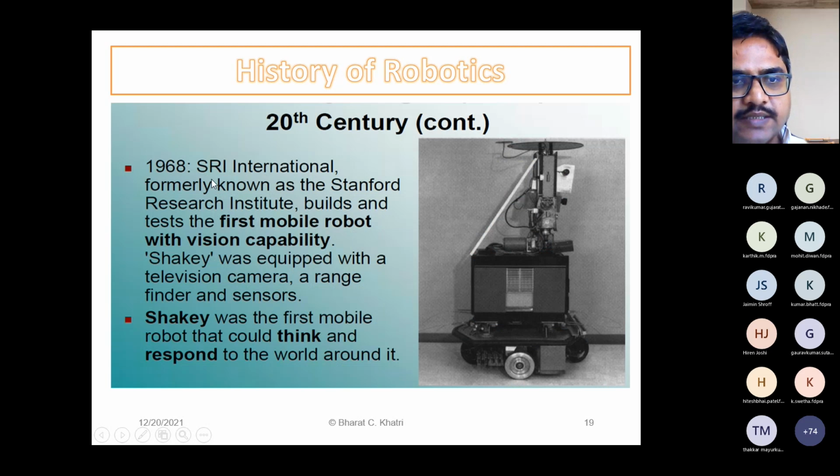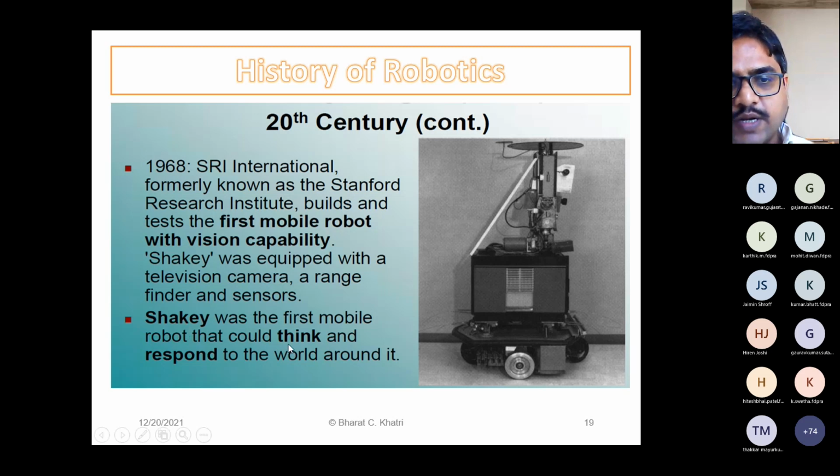The second one, in 1968, SRI International, formerly known as Stanford Research Institute, built the first mobile robot with vision capability. Here the photograph is shown. This is a robot having vision capability. Shakey was equipped with a television camera, a range finder and sensors. So they installed the camera for that as well.